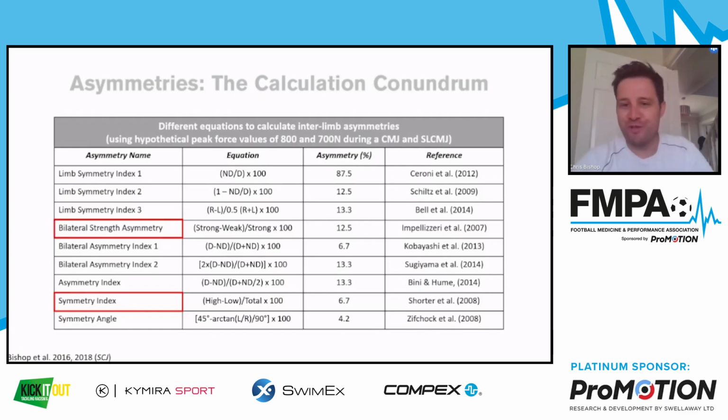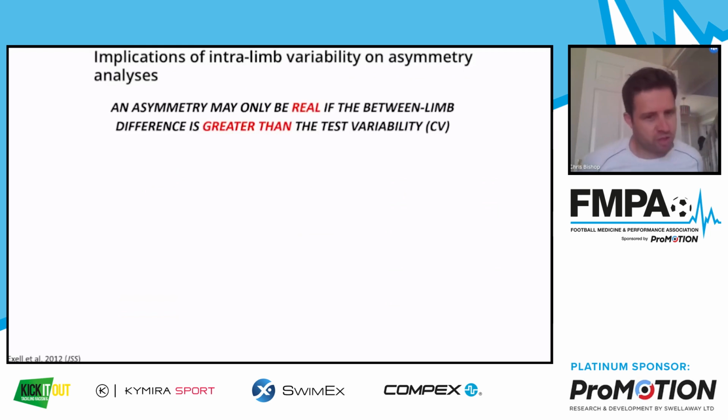Now, assuming that you accept that and adhere to our sort of anecdotal logic about different equations for different tests, it's important to understand that you're now just left with a percentage number, and it's not always entirely obvious what we should do with that. So there's some fantastic research in 2012 by Tim Excel, who works down at the University of Portsmouth, I believe. And very simply put, he suggested that an asymmetry might only be considered meaningful or real if that percentage value is greater than the variability score within each limb. And we can calculate that variability from the coefficient of variation.